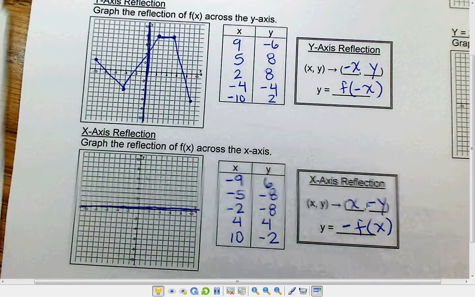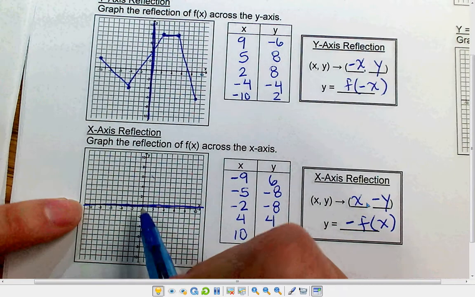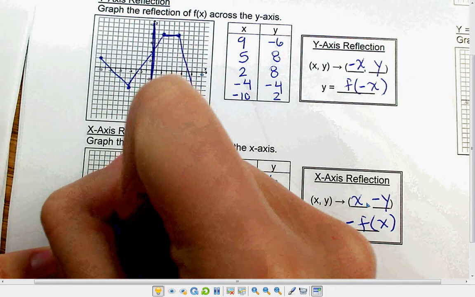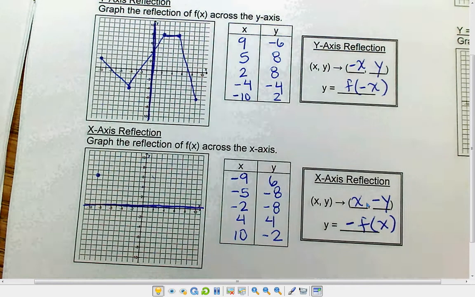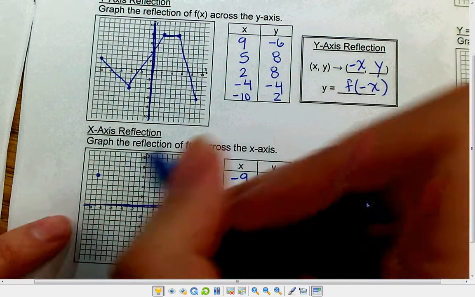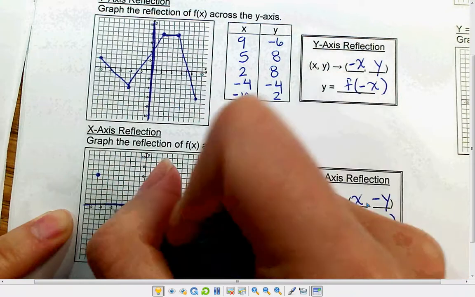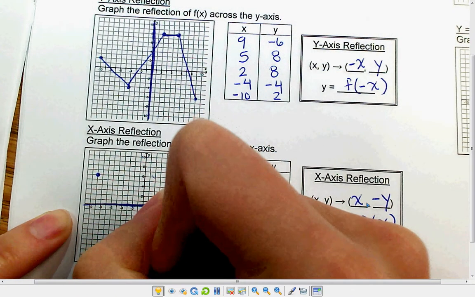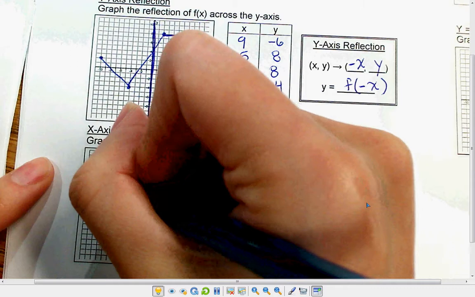So let's plot these. We have negative 9 as x and 6 as our y. That's my first point right there. Negative 5 is my x value, negative 8 is my y value, which is this point right here. And we're going to connect these two.